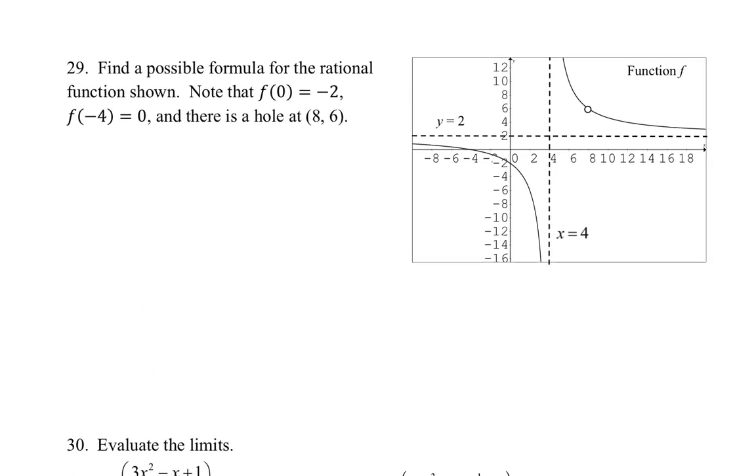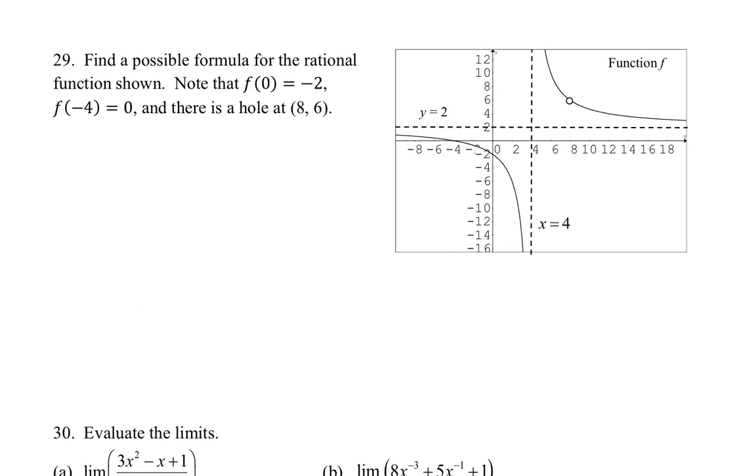Question 29. Find a possible formula for the rational function shown. We know f of 0 equals -2, f of -4 equals 0, and there's a hole at (8, 6). So let's start with what we know.